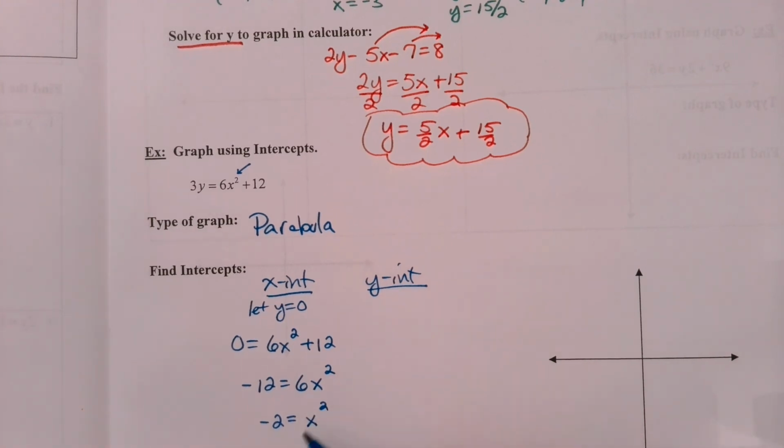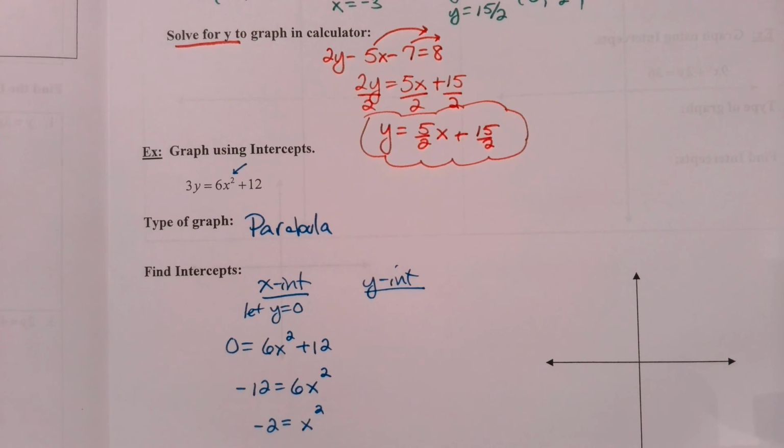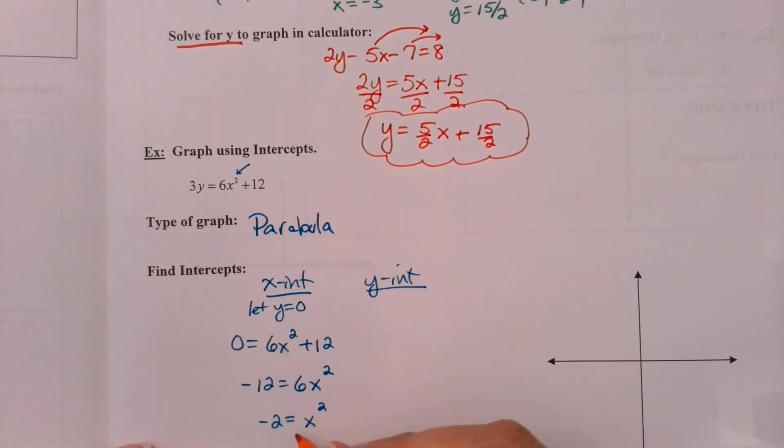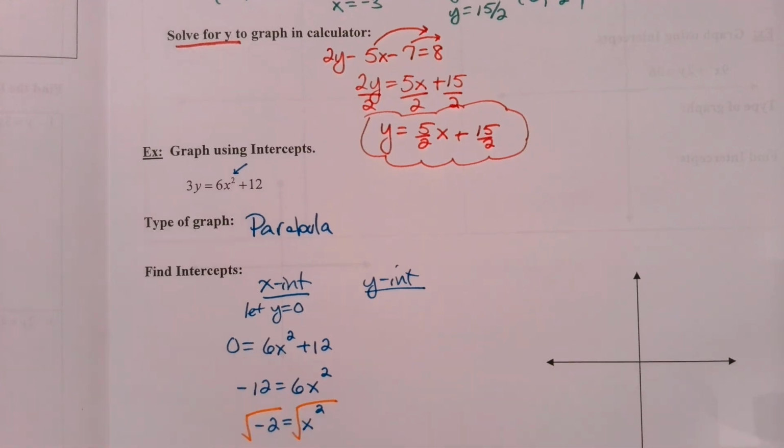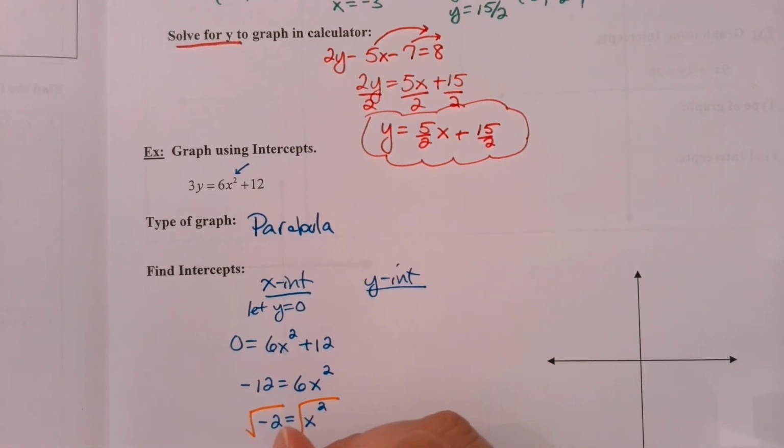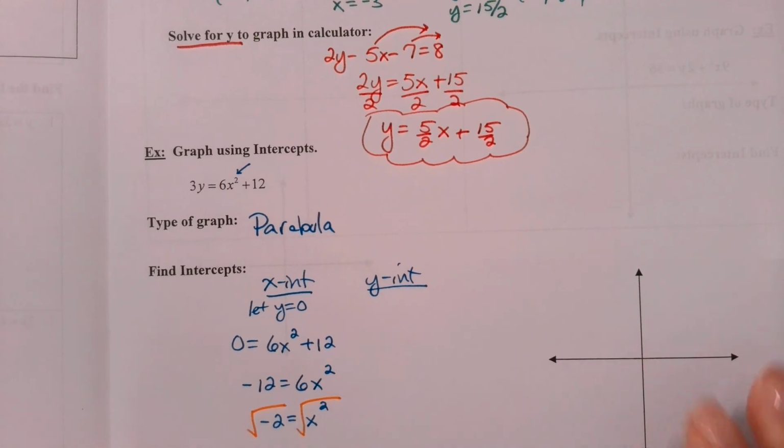Now, how do you undo x squared? Well, you undo a squared power with the square root. And so x is going to equal something.